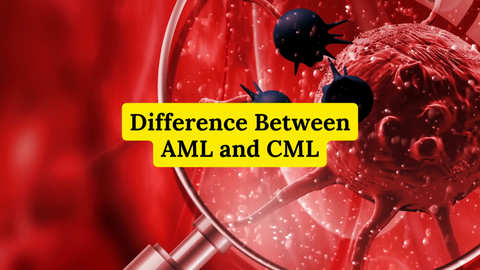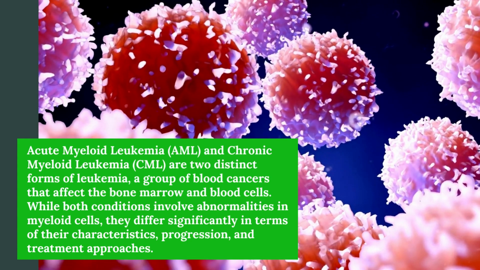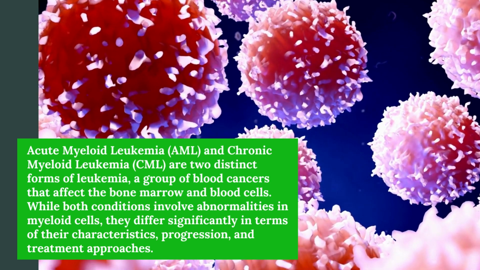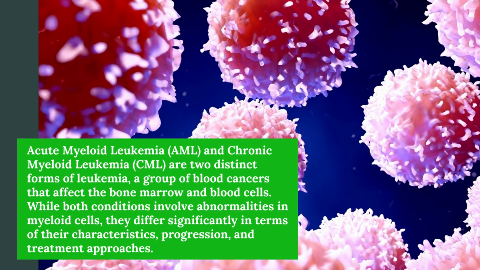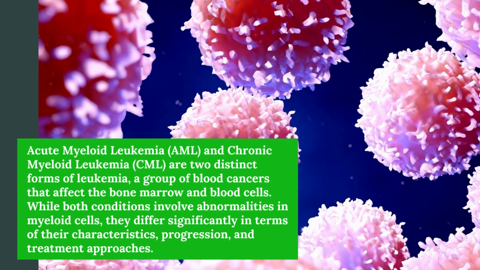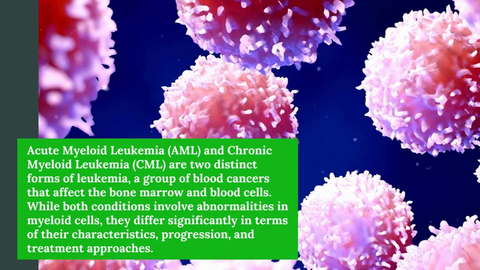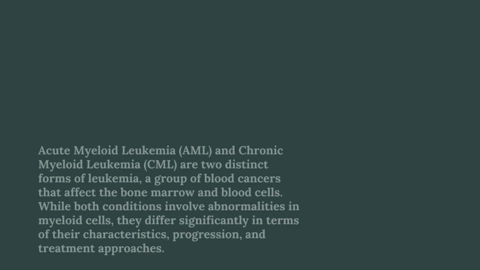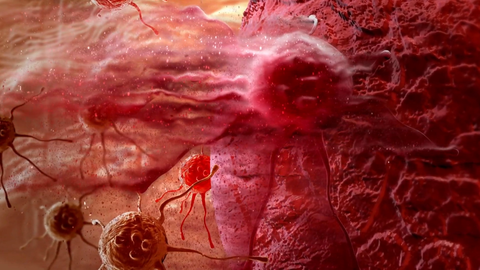Difference between AML and CML. Acute myeloid leukemia, AML, and chronic myeloid leukemia, CML, are two distinct forms of leukemia, a group of blood cancers that affect the bone marrow and blood cells. While both conditions involve abnormalities in myeloid cells, they differ significantly in terms of their characteristics, progression, and treatment approaches. We will explore the key differences between AML and CML.